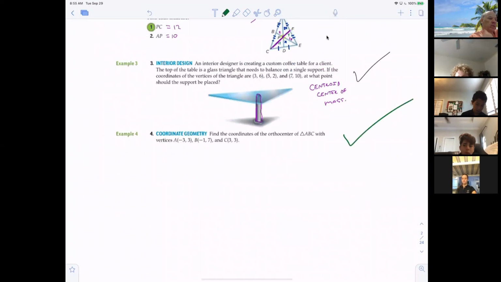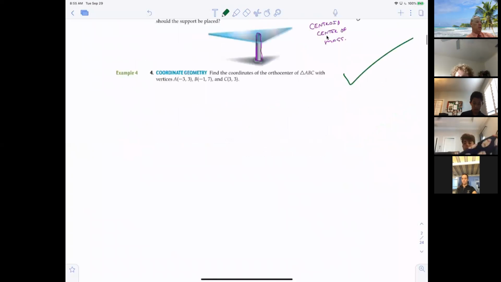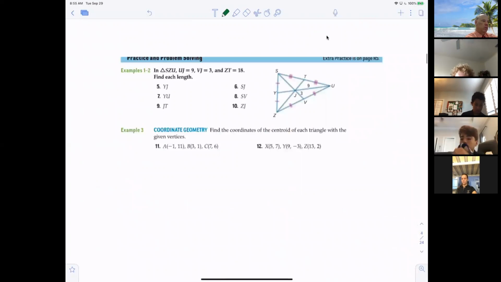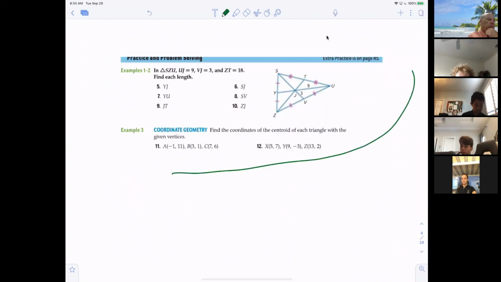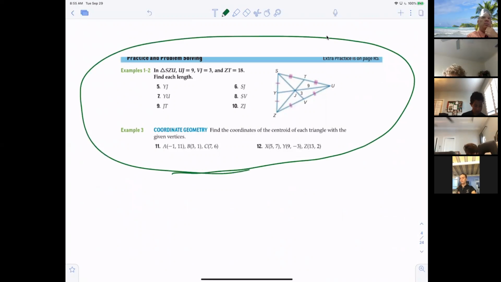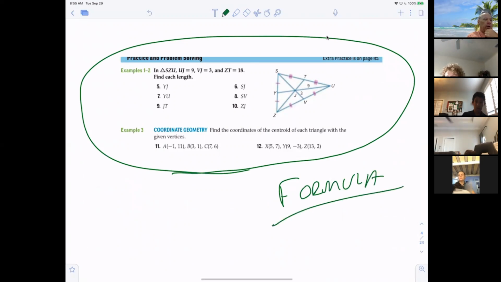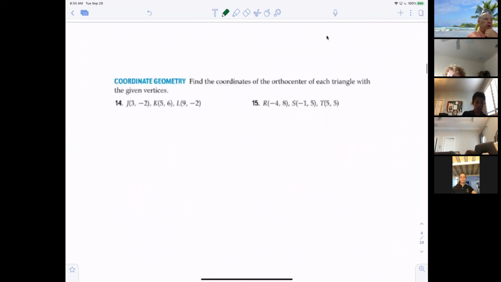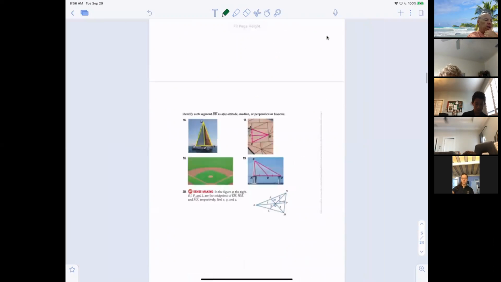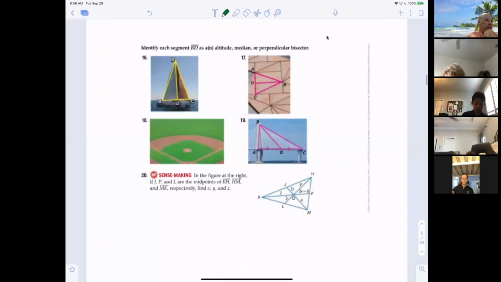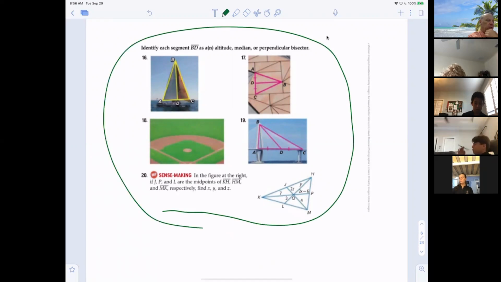All right, so that was that. Now let's look at the homework because I think I gave you too much homework. Everybody should do 5 through 12. The centroid can be done with the formula. I don't even care. Use the formula. Then down here, find the coordinate of the orthocenter. Let's get wild and crazy. Let's do 15. You have to do that. And then, of course, I want 16 through 20.